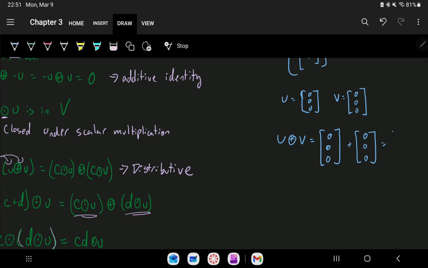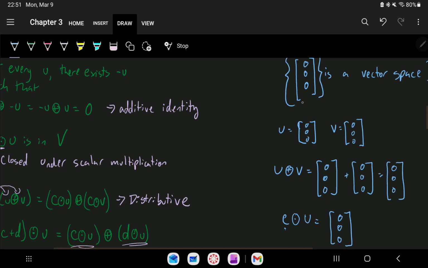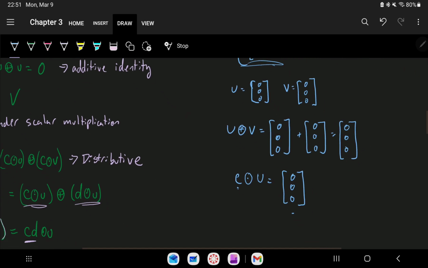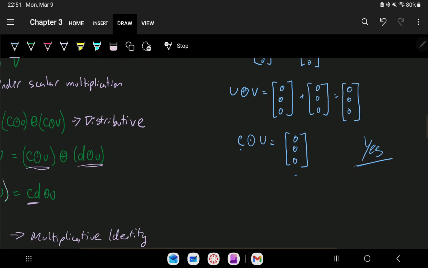Yeah, it certainly is. Because if we add the 0 to 0, it's always going to be 0. Further, if we take any scalar and multiply it by a 0 vector, it's always going to be 0, right? The output of this is in this, right? So, yeah, we do have a vector space with 0.